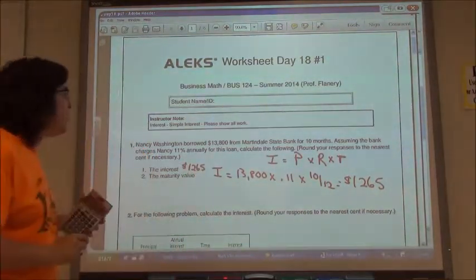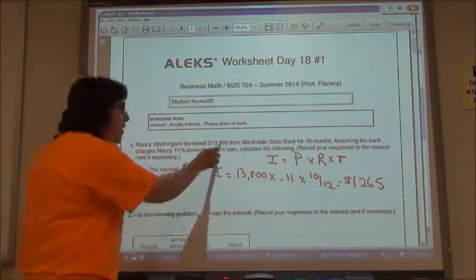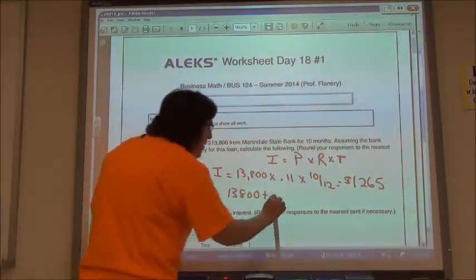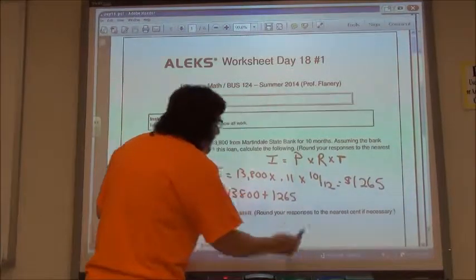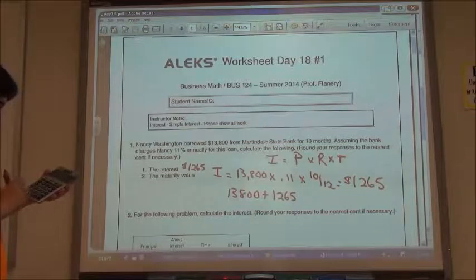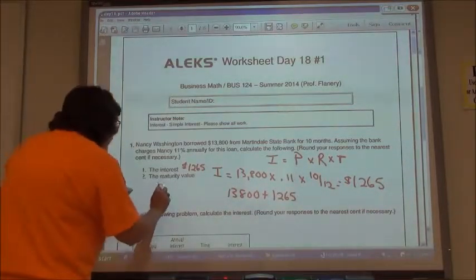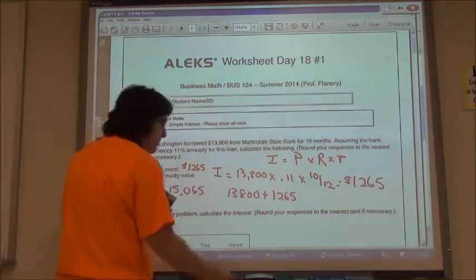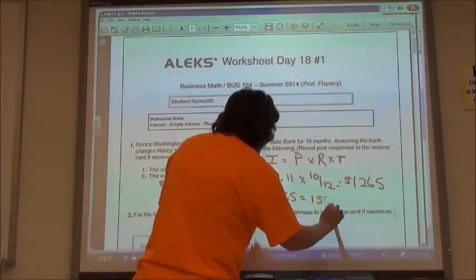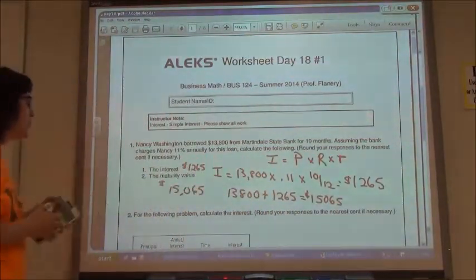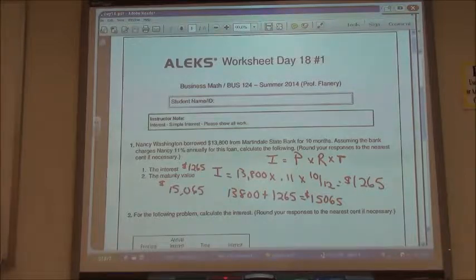The maturity value is just the amount that I borrowed, the $13,800, plus the interest that I have to pay, $1,265. And so I'm going to add those together, and I'm going to have a maturity value of $15,065. So interest $1,265, maturity value $15,065.